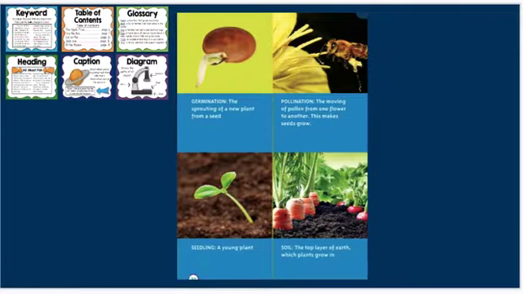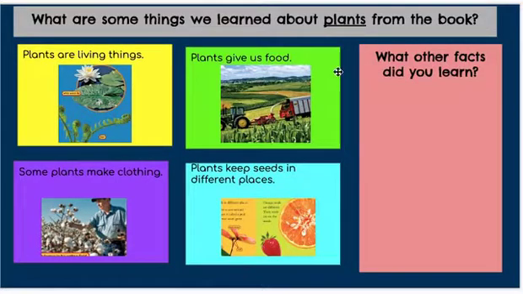So now that we've read From Seed to Plant, you will go back into Seesaw and you will answer this question. What other facts did you learn? So we learned plants are living things, some plants make clothing, plants give us food, and plants keep seeds in different places. Now I want you to answer, what other facts did you learn? Okay, you can answer on this slide, or you can go to the next slide and record or type your answer.